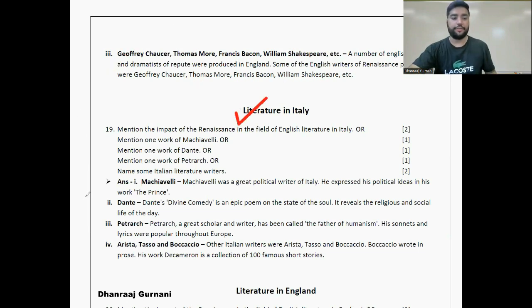Moving to literature in Italy, here we'll speak about four works and their authors. First one, Machiavelli. He was a great political writer of Italy. He expressed his political ideas in his work, The Prince. Very important, Machiavelli wrote The Prince. We are speaking about Italy. Second one, Dante. Dante's Divine Comedy is an epic poem on the state of the soul. It reveals the religious and social life of the day. Again, after Machiavelli, the work was Prince. Here we have Dante, Dante's Divine Comedy.